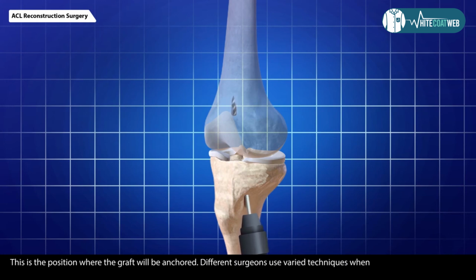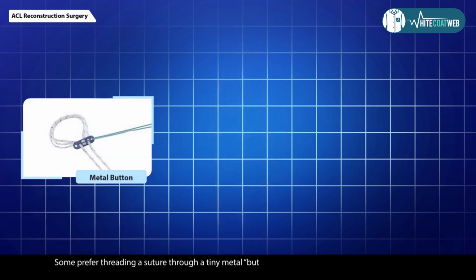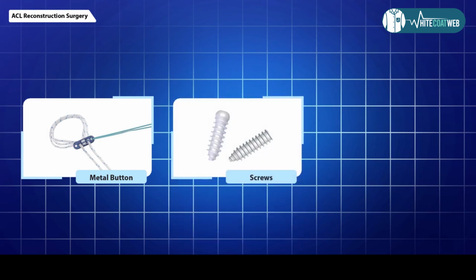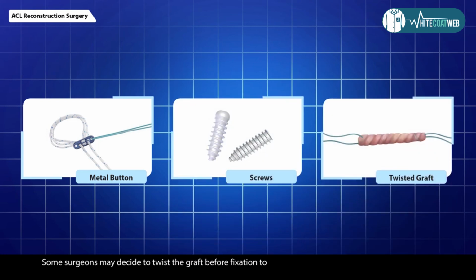Different surgeons use varied techniques when it comes to anchoring the femoral end. Some prefer threading a suture through a tiny metal button, while others prefer using screw fixation. Some surgeons may decide to twist the graft before fixation to mimic the rotational positioning of ACL fibers.